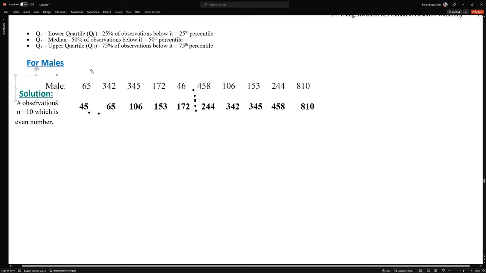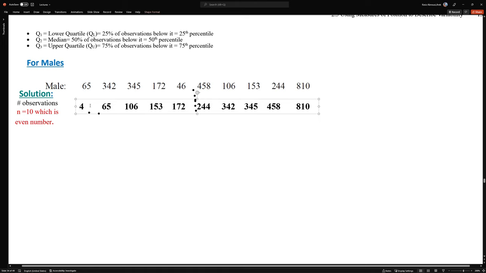Now we are in the second case. This time, the total number of observations is an even number. Previously, it was an odd number. So it is very important to know these two cases. When the total number of observations is an even number, there isn't any middle number. First we place the numbers from the smallest to the largest, right?